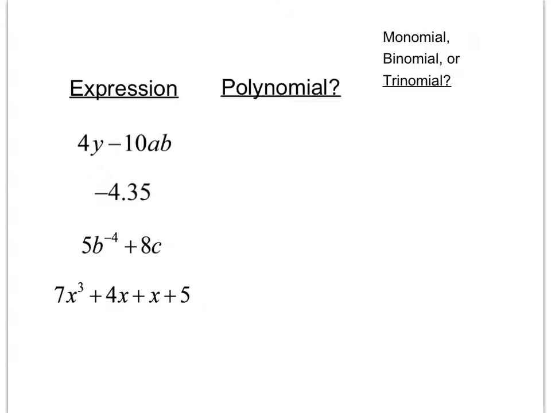So now let's take a look at each expression and determine if it's a polynomial, and then if it is a polynomial, we'll classify it even further, whether it's a monomial, binomial, or a trinomial. So let's look at the first example, 4y minus 10ab. This would be a polynomial, and if we classify it even further, it has two terms, broken up because of the subtraction sign, so this would be called a binomial.